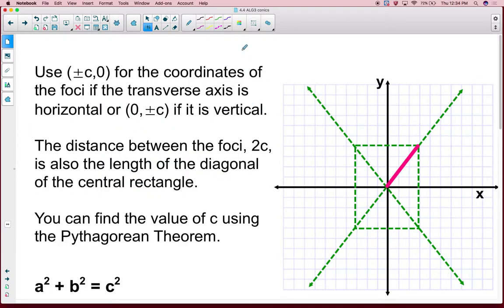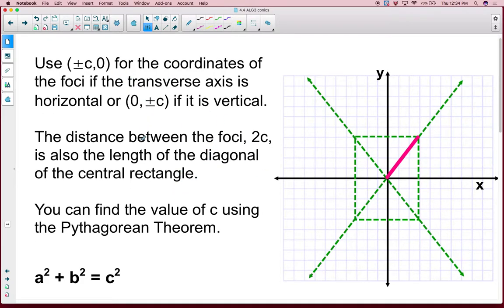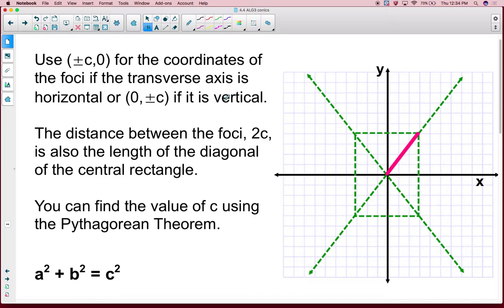Okay, so let's try one. So, actually we first have to go over the foci. So the foci, just like when we found an ellipse, we use the Pythagorean theorem. This is how we find the foci when it is a hyperbola. So we're still using the value of C there. So the distance between the foci to C is also the length of the diagonal of the central rectangle. So they're saying this whole diagonal from here to here is 2C. So this is going to be C.